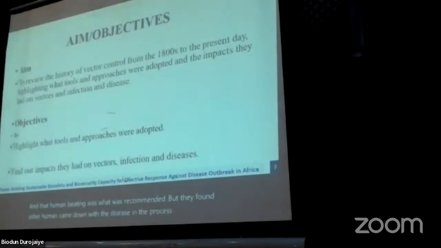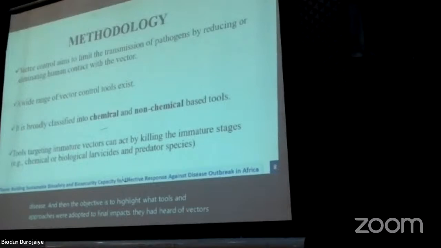What is the aim? The aim is to review the history of vector control from the 1800s, the tools and approaches that were adopted, and the impacts they have had on vectors, infection, and disease. The objective is to highlight what tools and approaches were adopted and to find out the impacts they have had on vectors, infection, and diseases.